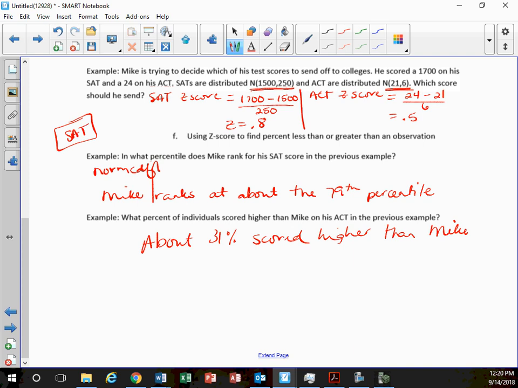We're not super concerned with the exact decimal value, which is very different than so many of your other math classes, I know. But we're just looking for roughly how many scored above. Okay? All right, we'll pause there.